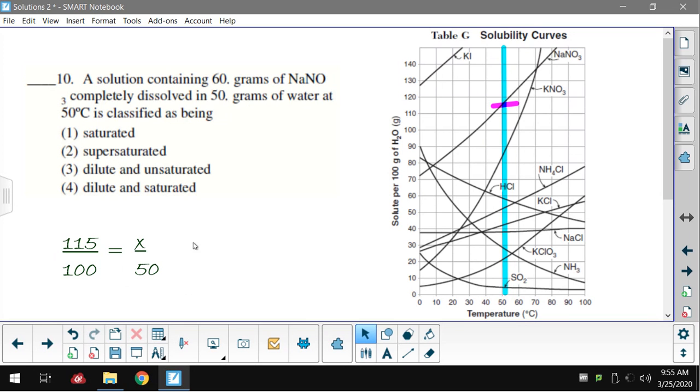Is it going to be 60? Well, 120 would be 60 in 50, right? So that would be up here. Well, what would we call that? That would be a supersaturated solution. If it's above that, that'd be a supersaturated solution.